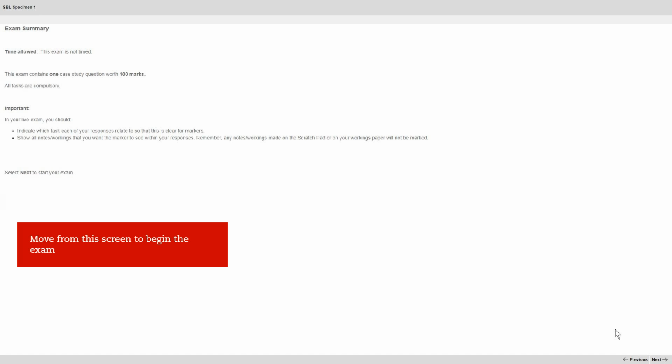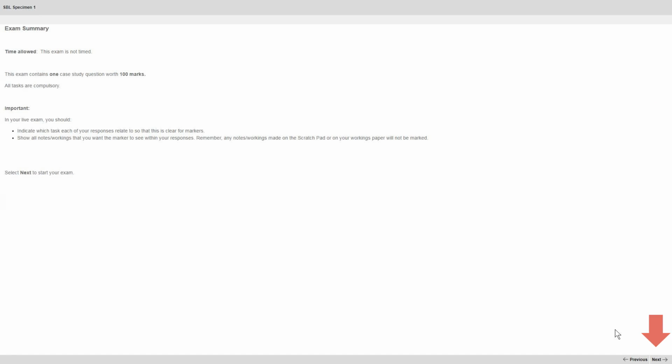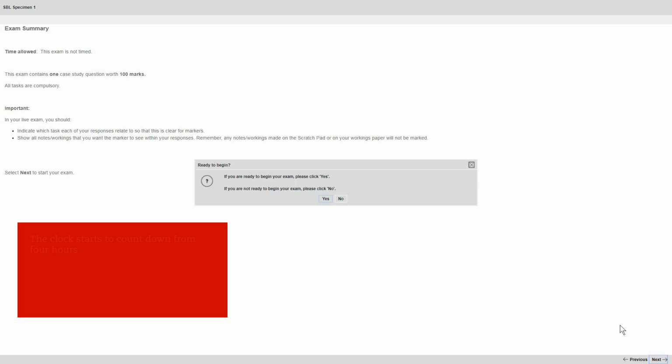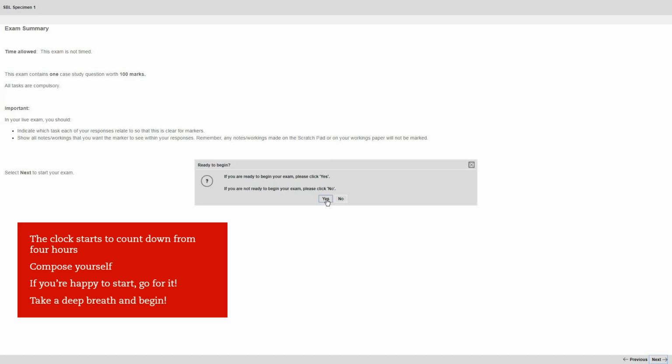You'll move on from this screen to begin the exam. So, if you select Next now, you'll be prompted to confirm that you want to start. From the moment you select Yes, the clock starts to count down from 4 hours. Compose yourself. If you're happy to start before the 10 minutes are up, then just go for it. Take a deep breath and begin.